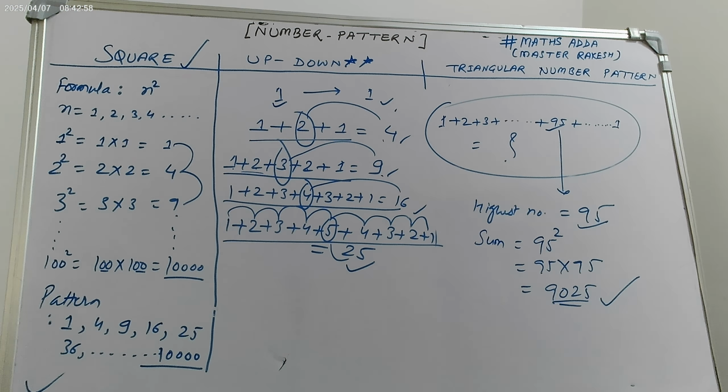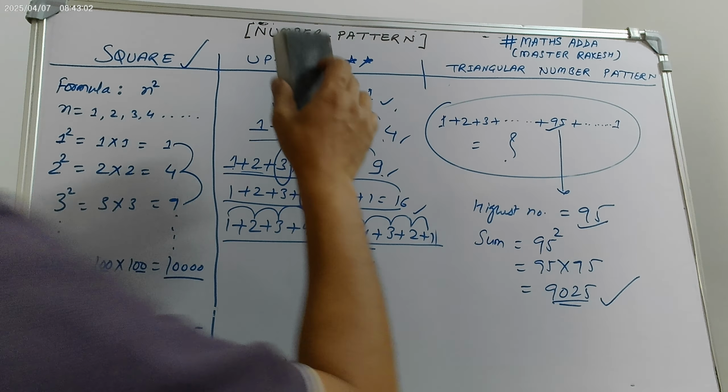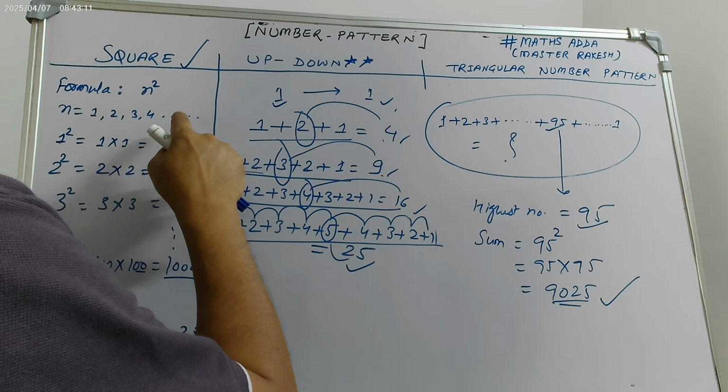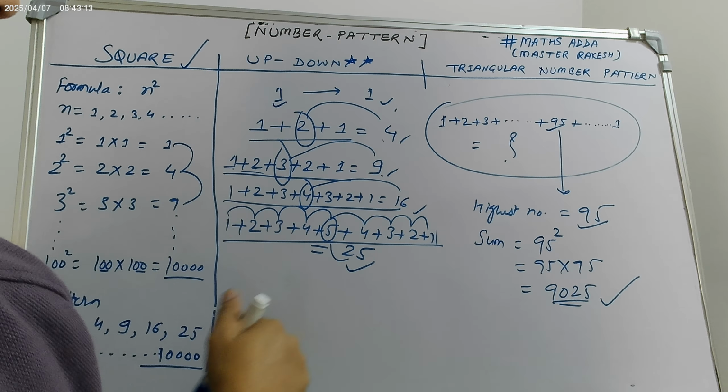So you need to put in a lot of effort for Vedic mathematics. See, this is the up and down pattern. So, square pattern and up and down pattern. We need to understand first the square pattern, then the up and down pattern.